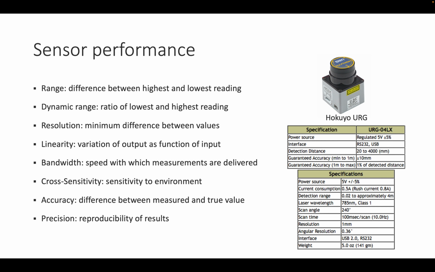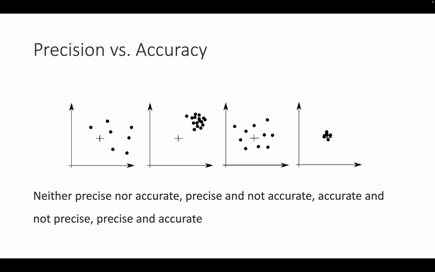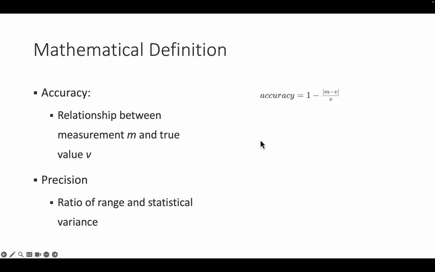We've been talking about sensor performance using the example of a laser scanner that comes with a little data sheet, and important quantities are the range, the dynamic range, resolution, linearity, bandwidth, cross-sensitivity, accuracy, and precision. To best understand precision versus accuracy, I provided you with this graphical representation where you can see things that are very precise and accurate, or not precise and accurate at all, or very precise or very accurate but not the other. We've also been talking about an equation to estimate accuracy from true values and measurements, V and M.